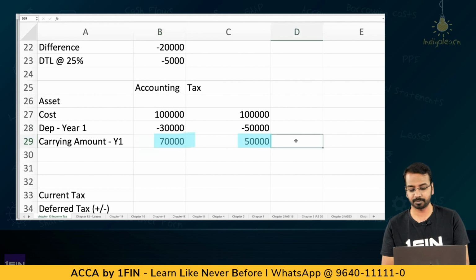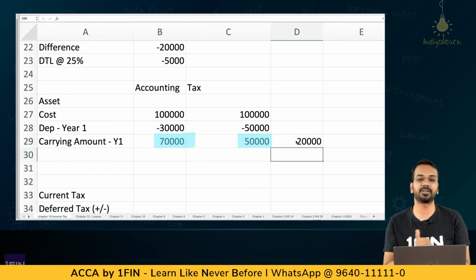And what is the difference? 70 minus 50, 20 is the difference. Why has this difference arisen? This difference has arisen because of depreciation. So the accounting base, or the accounting carrying amount, is the amount as per the financial statement. Tax base is the amount of the asset for the purpose of taxation, right?